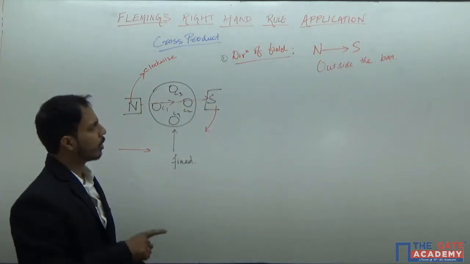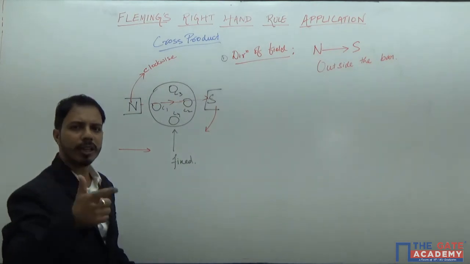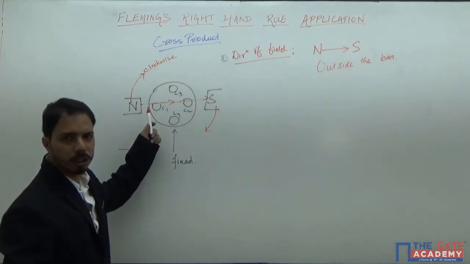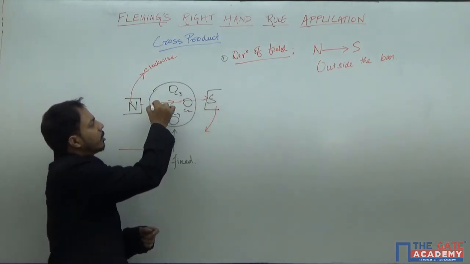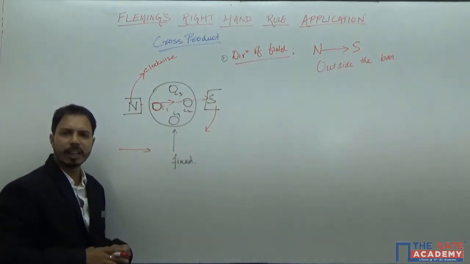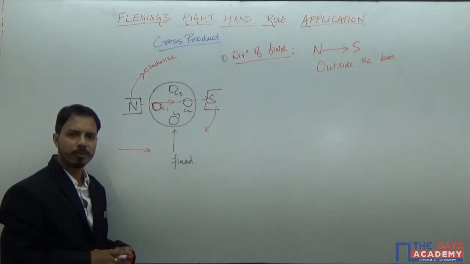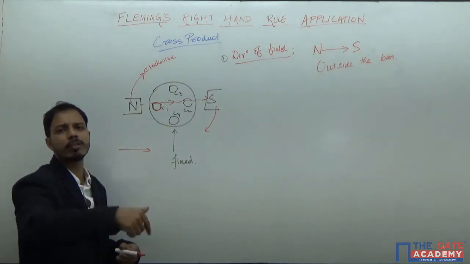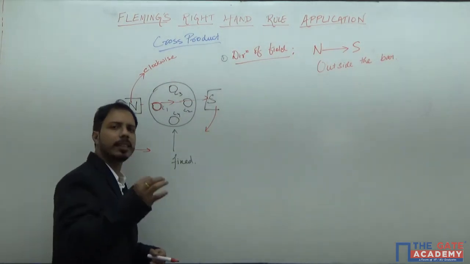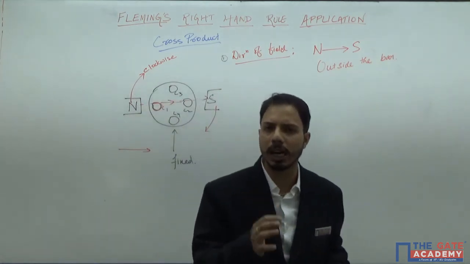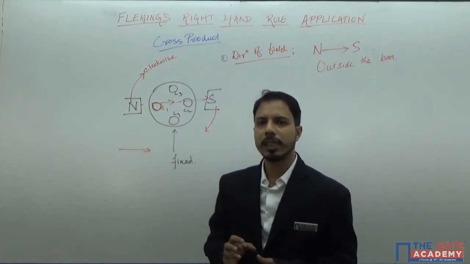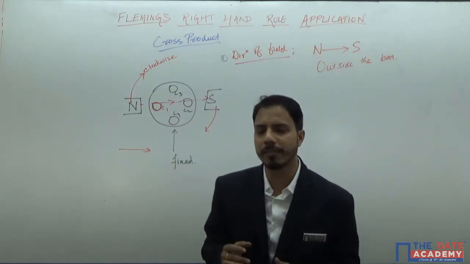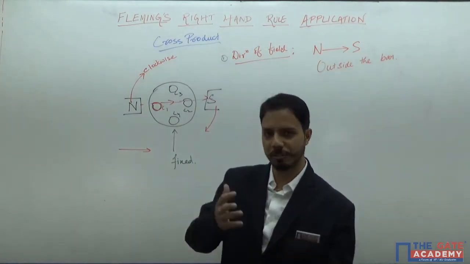Okay, so I got this first finger. Now I need to find out the direction of the motion of the conductor. Now here is the problem. You see my conductor is not rotating itself. It's fixed. It's not moving. So what will be the direction of the thumb? That is the reason I have said that the direction of the thumb, or the direction of the motion of conductors, is something which is relative, that means with respect to the field.